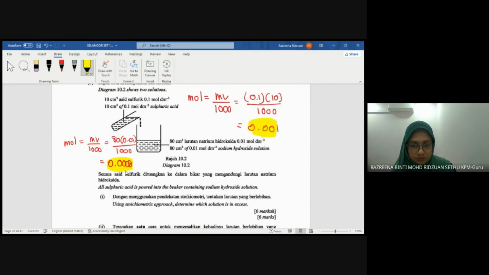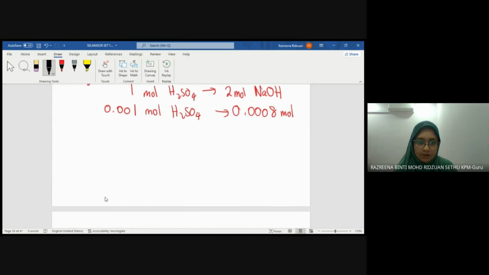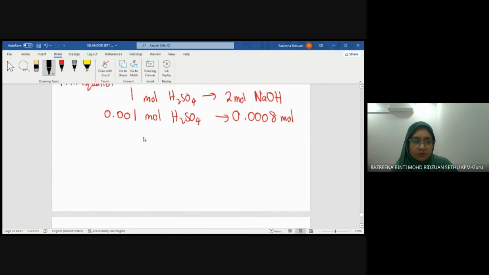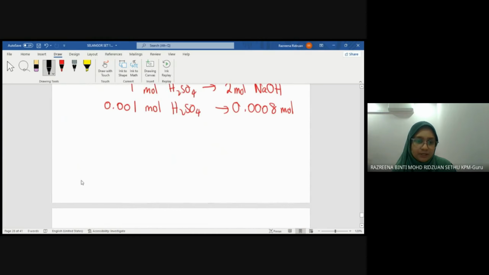You see there's 3 0 here, there's 1. So when this happen, you need to take this one. So this one is more than this. Okay, so this shows that sulfuric acid is in excess. Okay, sulfuric acid, you have more. Then what is the question here? Determine which solution is in excess. So you write down sulfuric acid.